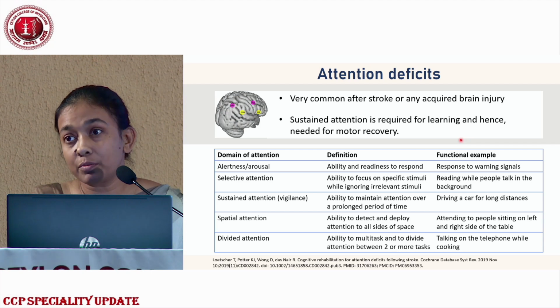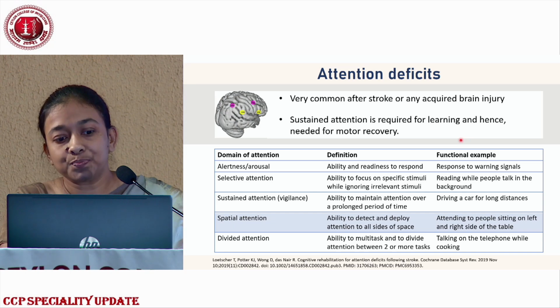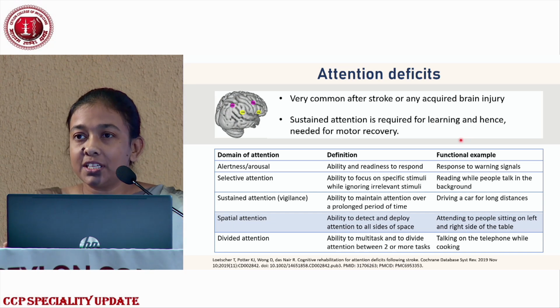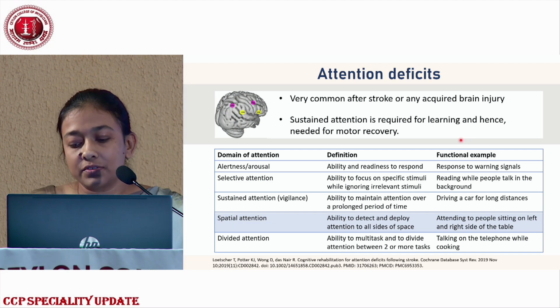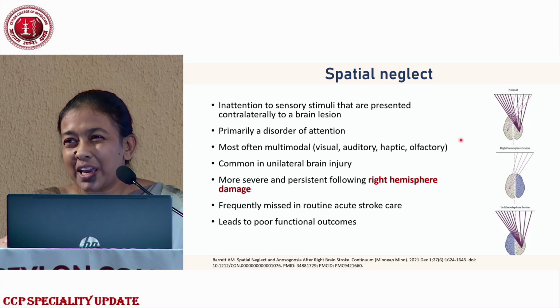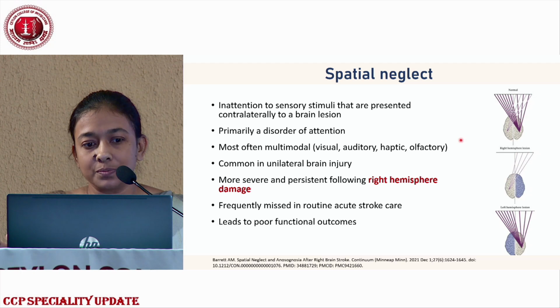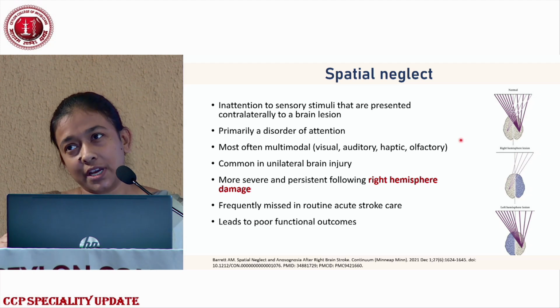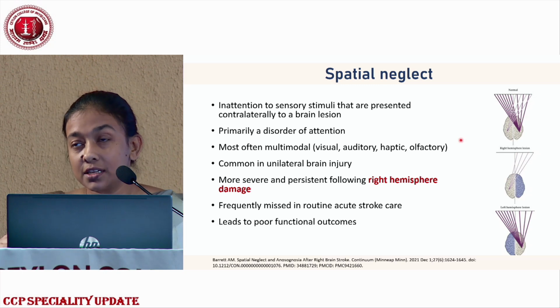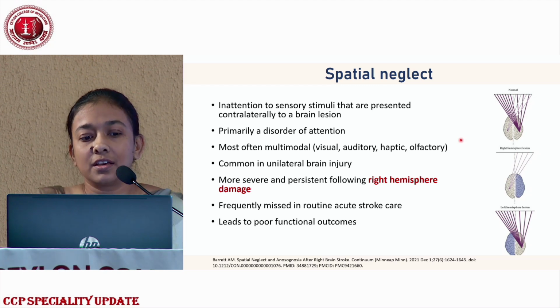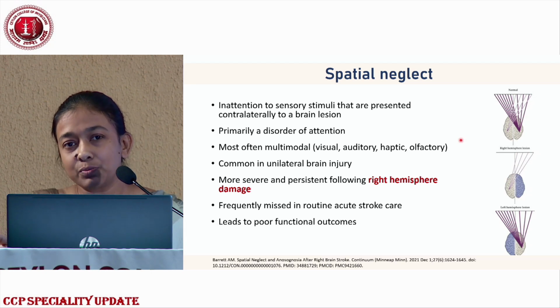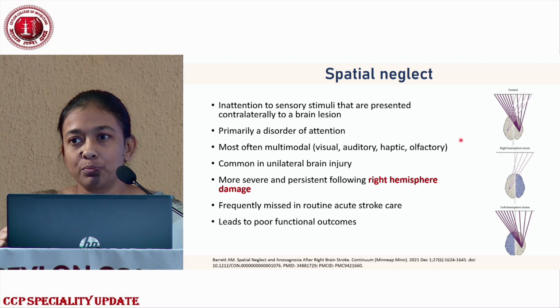What I'm talking to you about today would be spatial attention, where one has the ability to pay attention to all areas of the space around you. So spatial neglect is a problem with spatial attention, and it's not a visual problem. It's basically a cognitive impairment, and it's common after right hemispheric stroke. And spatial neglect can be multimodal. Often it is multimodal, although we assess only the visual component of it.